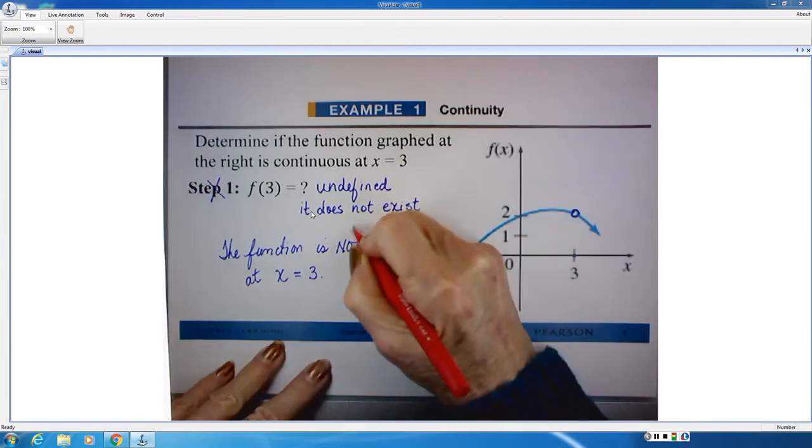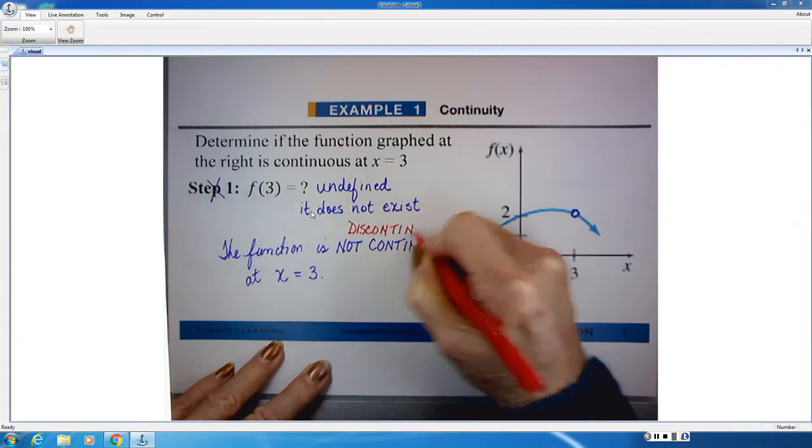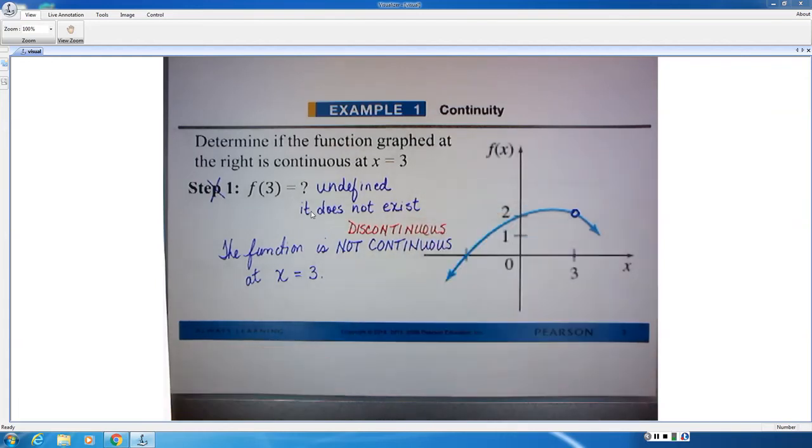You can also say it is discontinuous at x equals 3, because discontinuous and not continuous mean the same thing. Okay? So we would say that this function has a discontinuity at the value x equals 3.